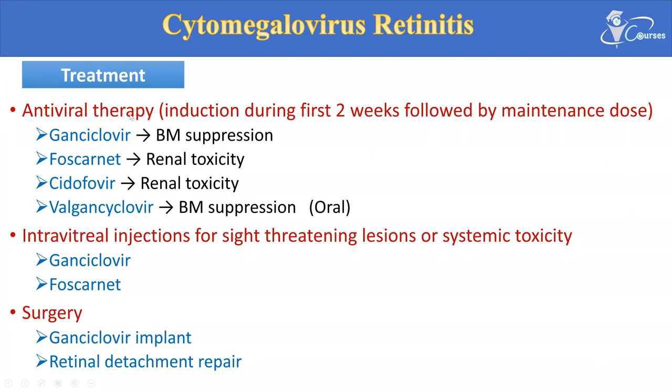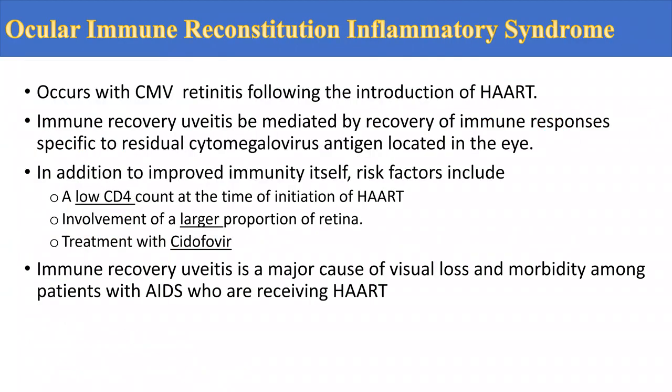So this should be given together with the treatment of the HIV, which is called the HAART therapy or highly active antiretroviral therapy. Okay, so we give this treatment together with the HAART therapy, and we expect that the patient could improve. However, the patient can improve, but all of a sudden show sudden worsening. And the worsening is not due to the virus or not due to the HIV or not due to the cytomegalovirus, but it is due to the treatment itself. This is what's called the ocular immune reconstitution inflammatory syndrome.